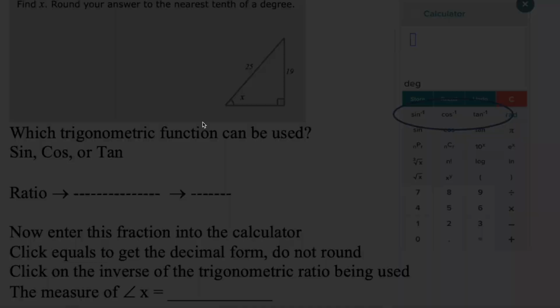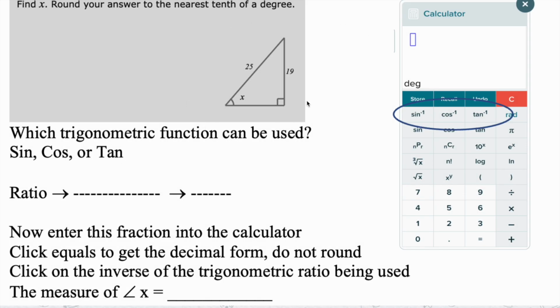All right, so let's go ahead and take a look at that on a triangle so we can see this. So we're going to find x, round your answer to the nearest tenth of a degree. So now we're actually going to find the angle measure. I have two side lengths. So which trigonometric function can be used? So we're going opposite and hypotenuse. So that's sine, right? If I think of SOHCAHTOA, SOH. So sine is opposite over hypotenuse. So we're going to use sine.